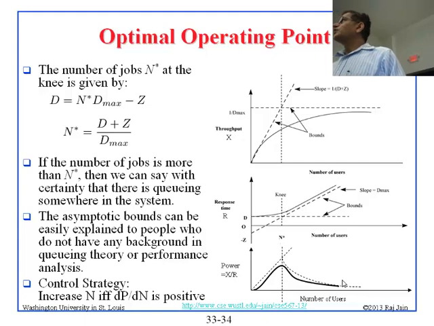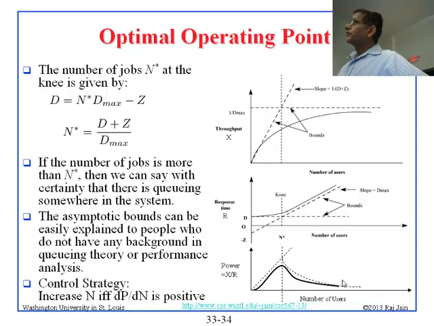So basically what you want to do is get to the knee, and that you can get by putting those two terms that you had before in the two asymptotic bounds equal. So D equal to N star D max minus Z will give you N star, the knee point, equal to D plus Z upon D max. Based upon that, you can calculate the optimal number of users, and then you can do what we call capacity planning. If you're buying a system, buy it so that you can support the number of users that you have, or you limit the number of users to N star.